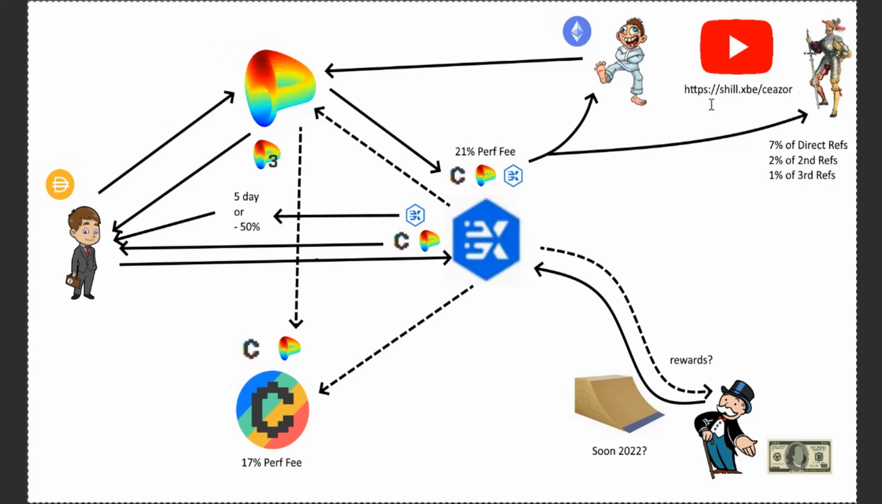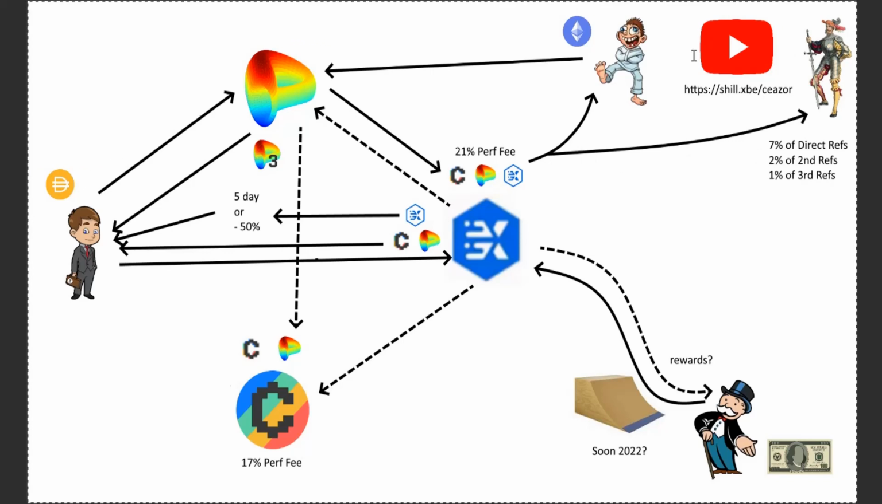Because why? There's a 21% performance fee on CVX and CRV and the XBE. Now, this 21% will be cut in half. 1% will be used by the protocol just to maintain and pay gas. That's what they say. 10% of it will be given to the referrals.